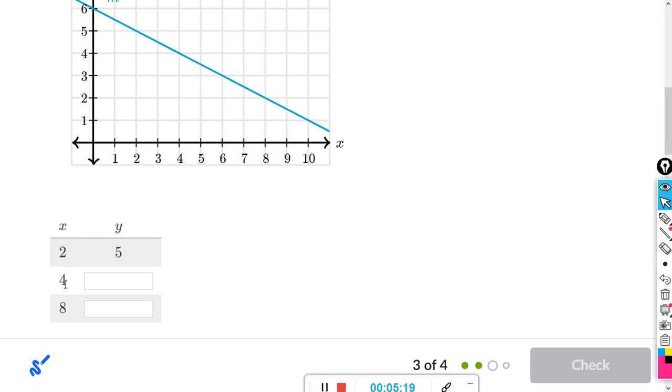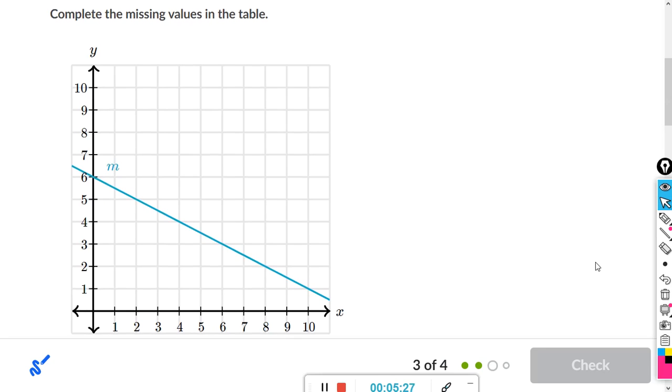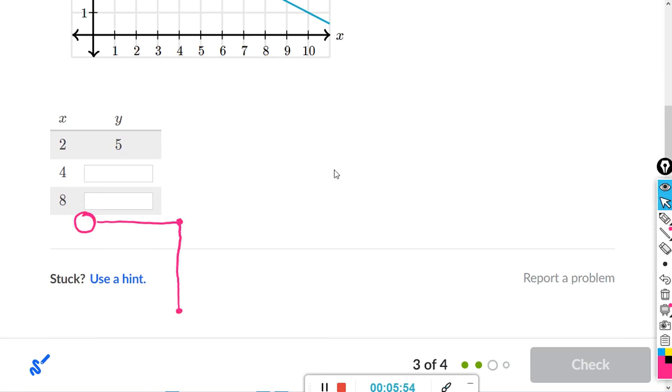All right, so x equals 4, and we also need to do x equals 8. All right, so I'm going to do them together. Here's our x-axis. If we go to x equals 4, we trace it up to the line. That's this point right here. And the y-coordinate is 4. Okay, so at x equals 4, y equals 4. So let's type that one in.